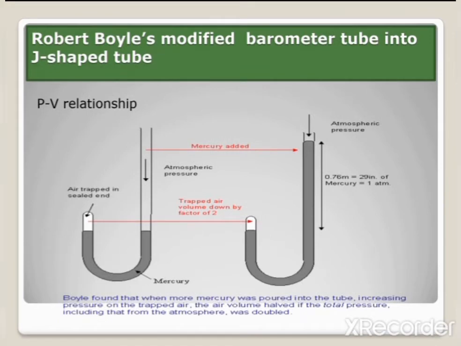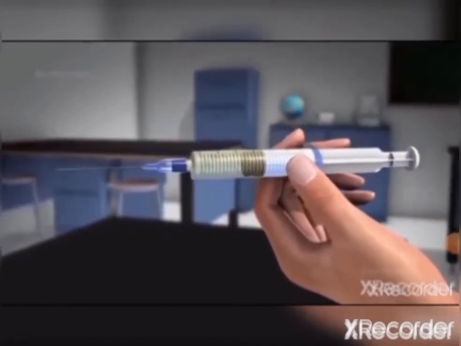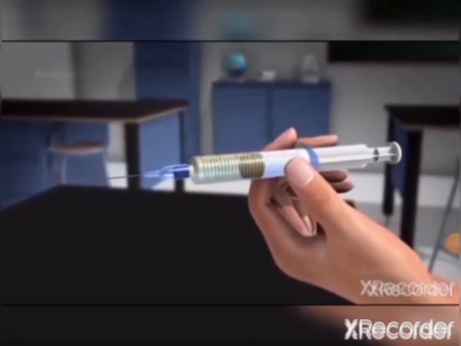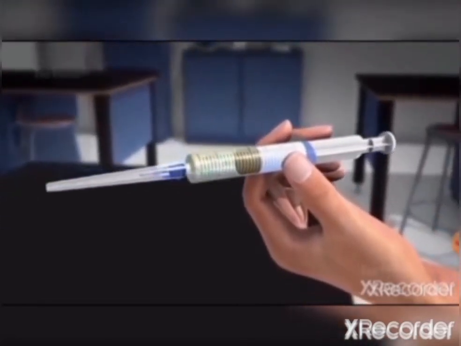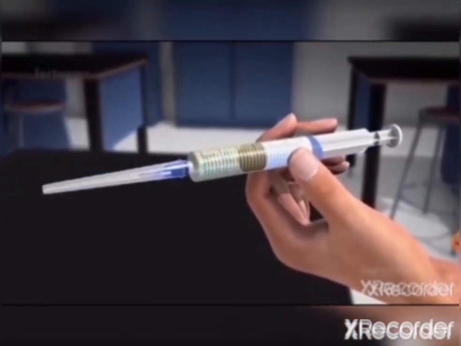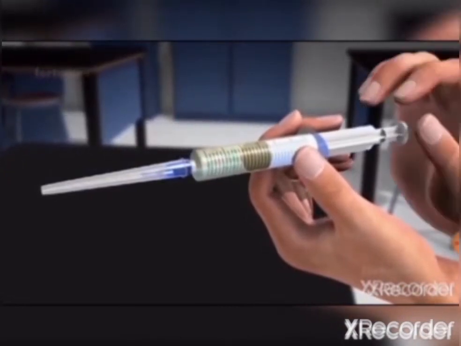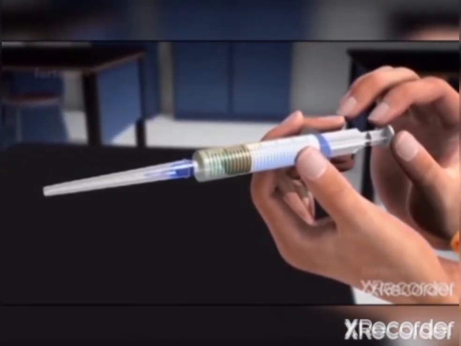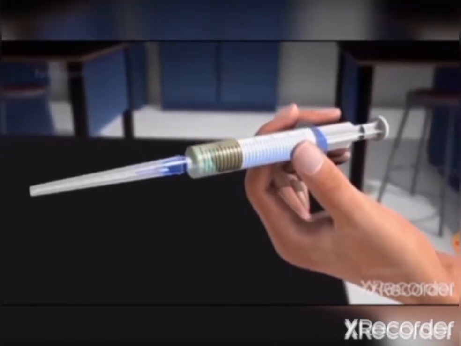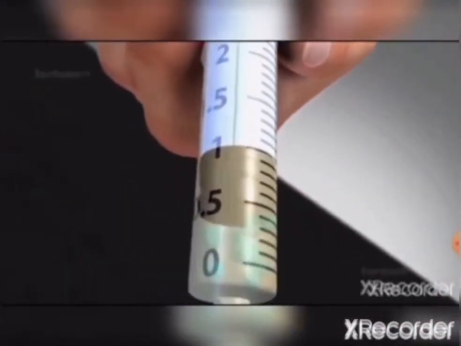Now, let us observe an experiment related to the volume and pressure relationship. A syringe is filled with air. The tip of the needle is sealed in order to contain the air in the syringe. If we push the plunger, it will move only to a certain point before stopping. What caused it to stop?